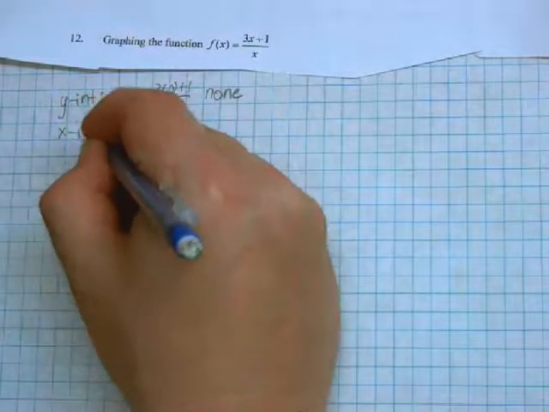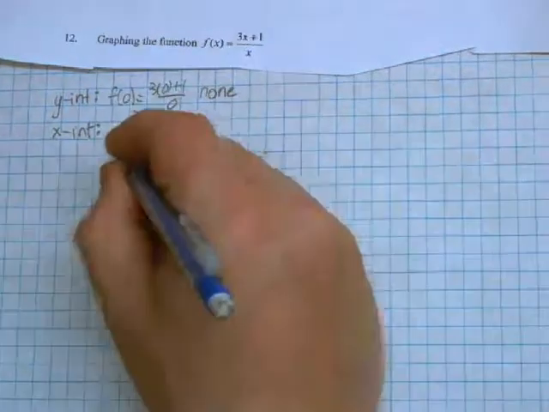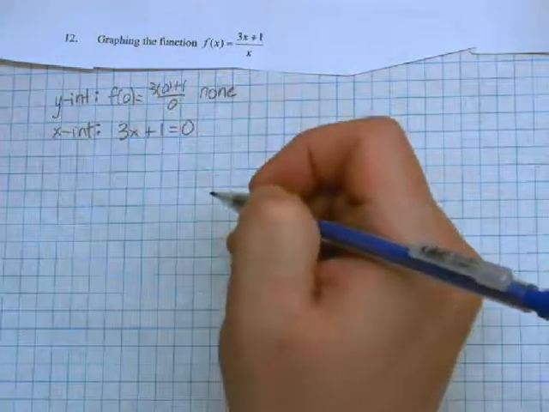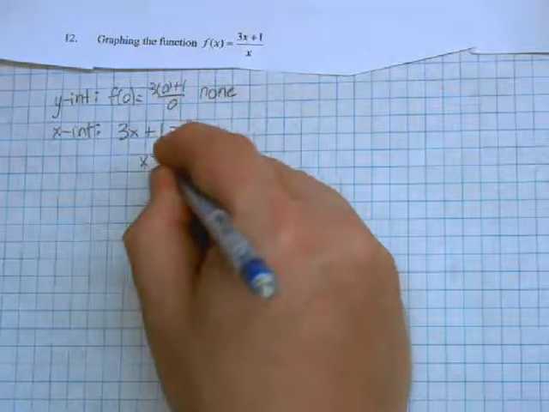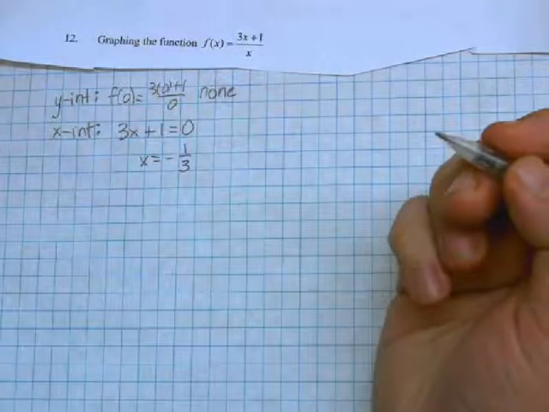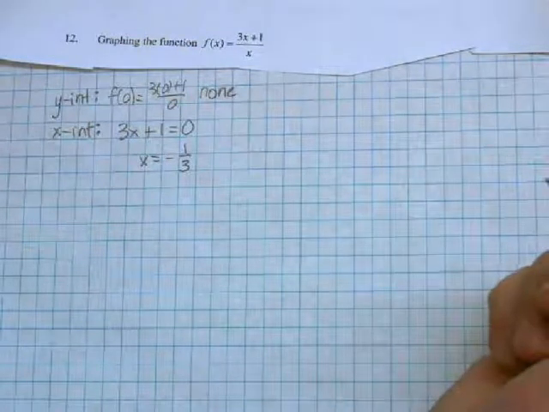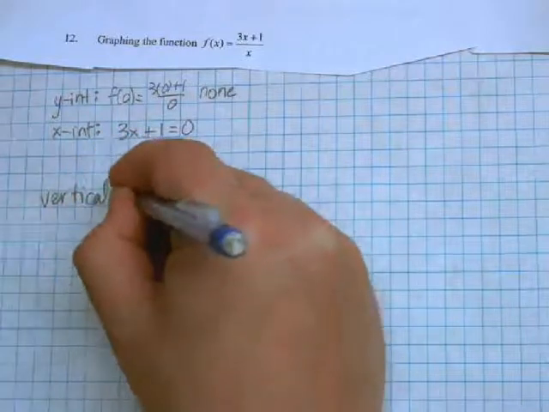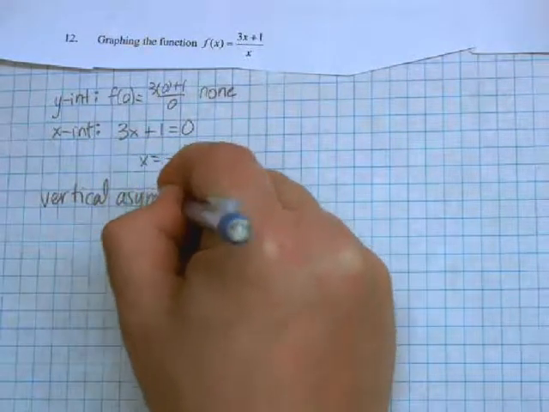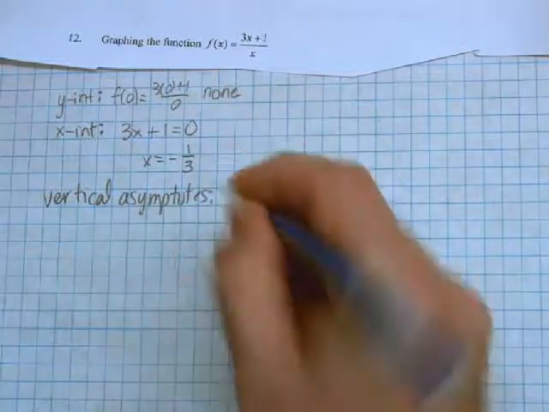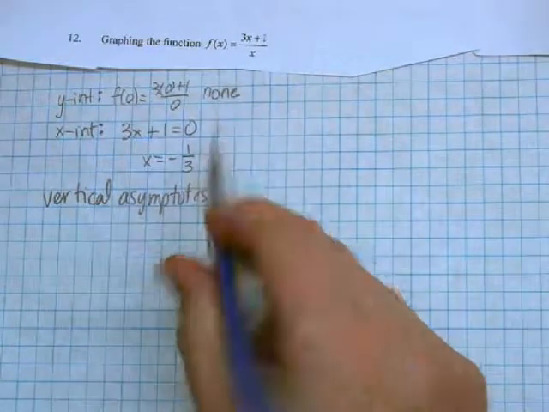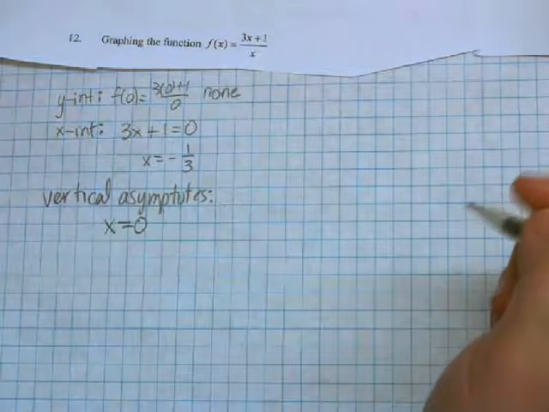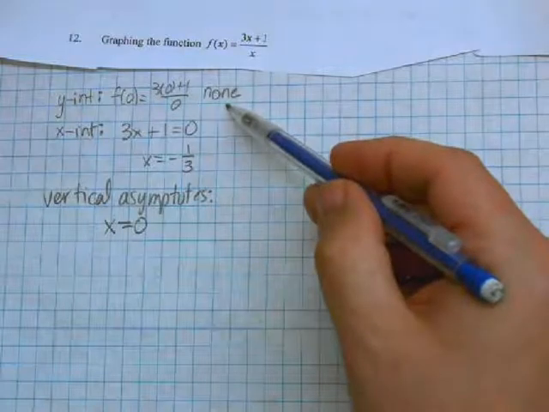The x-intercepts happen when the top function is equal to 0. So we have an x-intercept at negative 1/3. So for vertical asymptotes, it's when the bottom function is equal to 0. So we get one at x equals 0. That explains why there is no y-intercept.